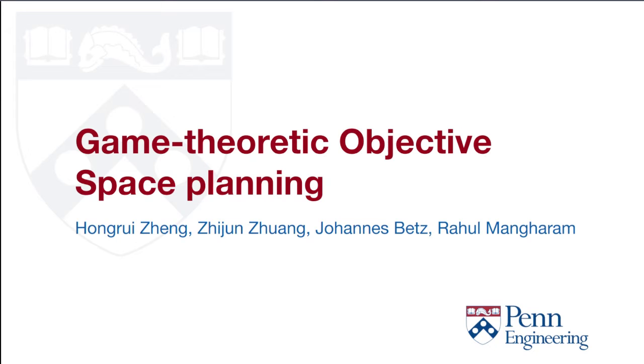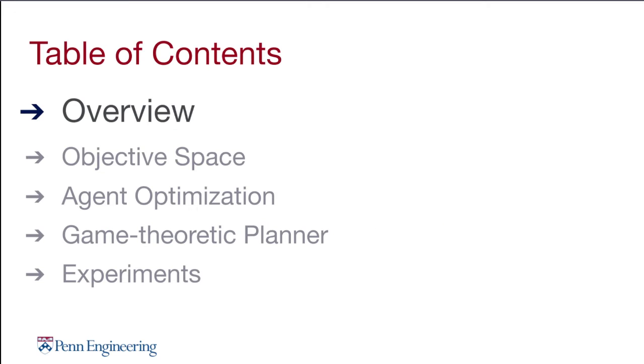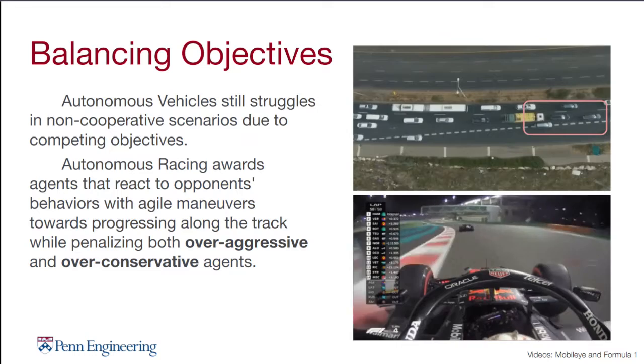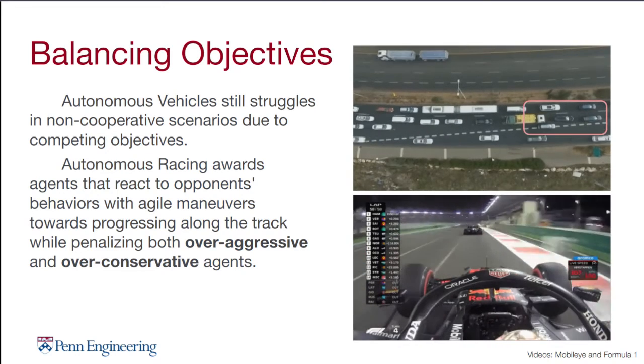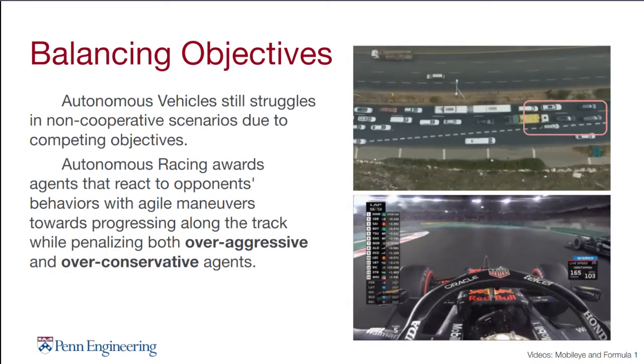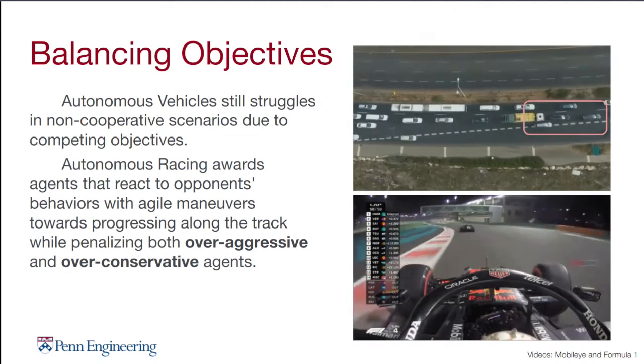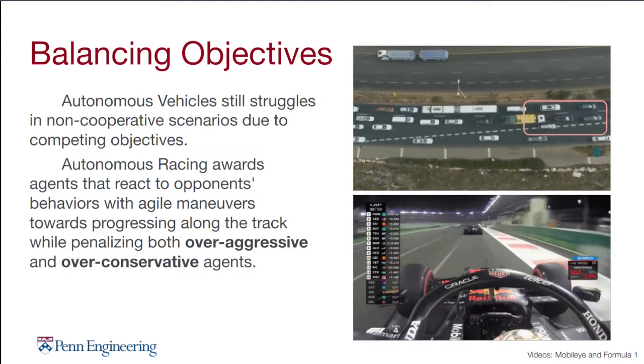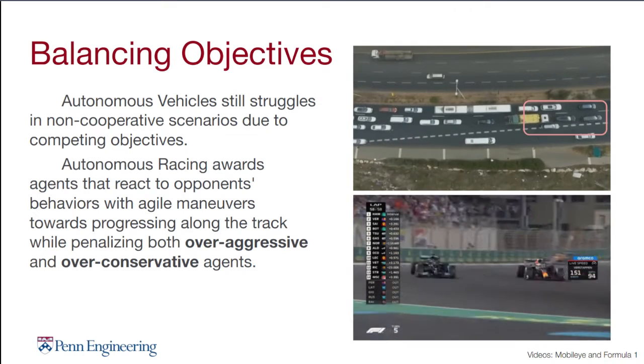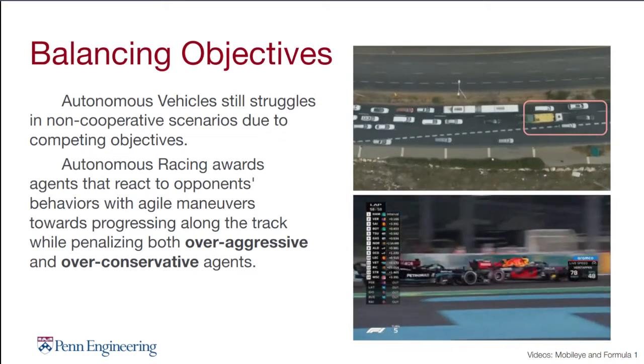We present game-theoretic objective space planning. Autonomous vehicles still struggle in non-cooperative scenarios due to competing objectives. Autonomous racing highlights this challenge by penalizing both over-aggressive and over-conservative agents. In this paper, we propose a pipeline of agent optimization in a game-theoretic planner that addresses these challenges.